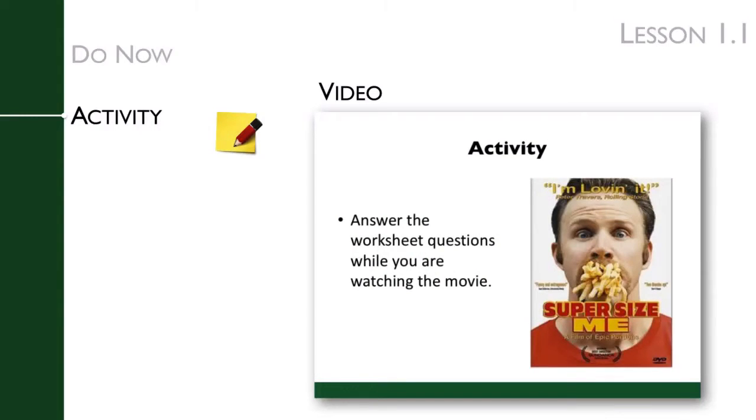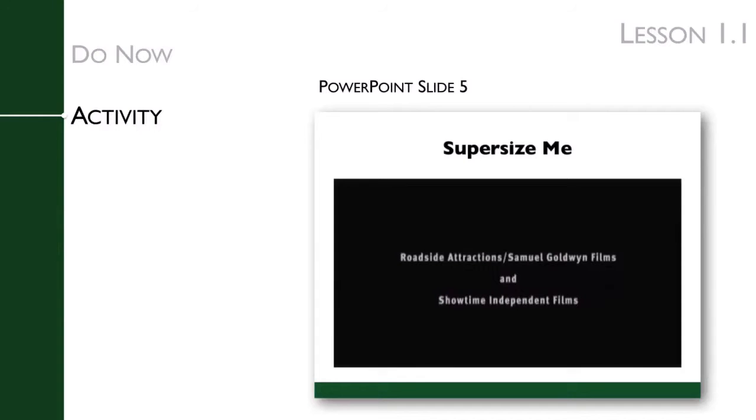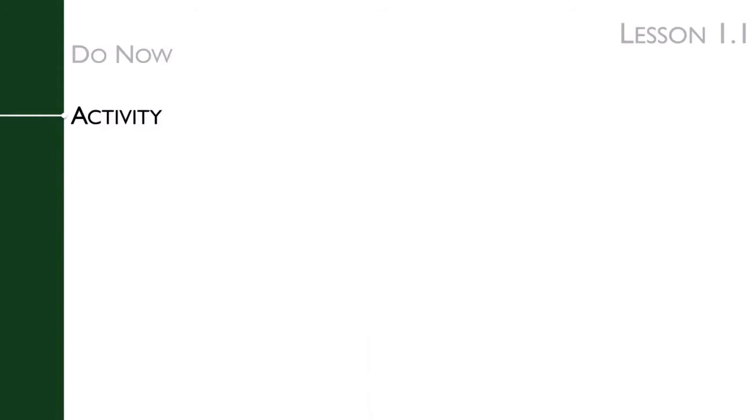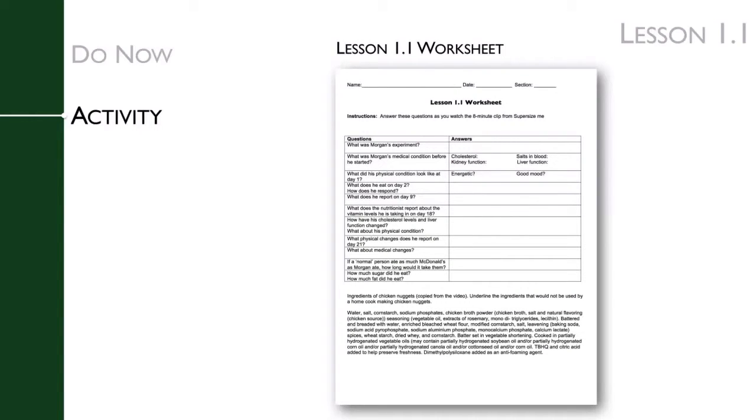Note, if your students have already seen Super Size Me, or if you want another option, there is an alternative video, lesson plan, and activity worksheet in the Alternative Approaches folder on the website. You'll want to check the video embedded in the PowerPoint presentation before class to ensure that it plays. If the video does not play, a link to the video on YouTube is in the digital version of the teacher manual. Students will take notes during the video using the Lesson 1.1 activity worksheet.